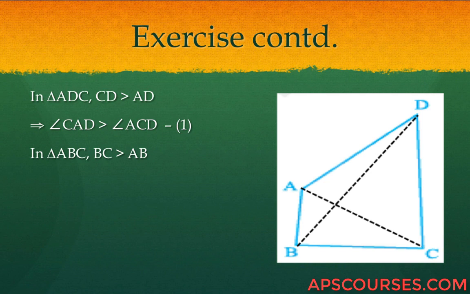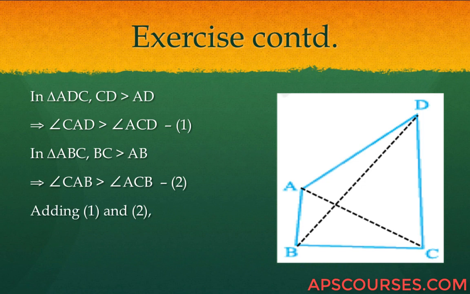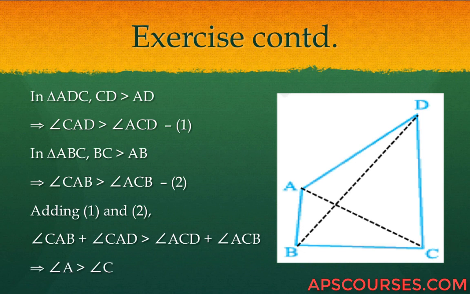In triangle ABC, BC is greater than AB, and this implies angle CAB is greater than angle ACB. This is our second relation. Add up both the relations, you get angle CAB plus angle CAD is greater than angle ACD plus angle ACB, and hence you get the second part, angle A greater than angle C.